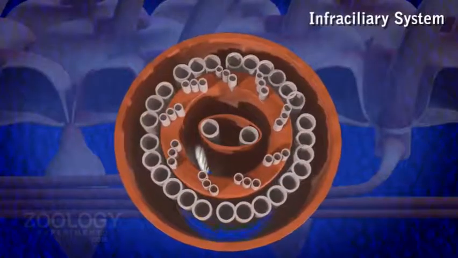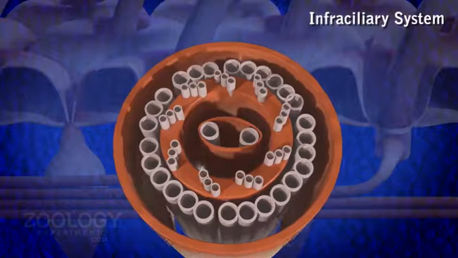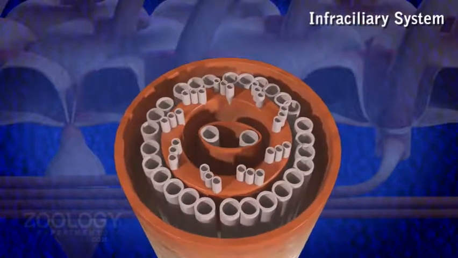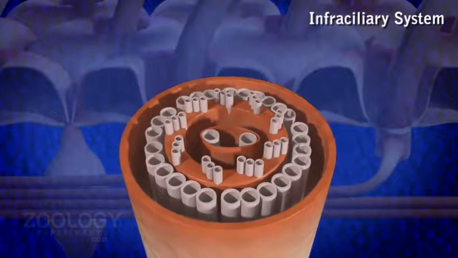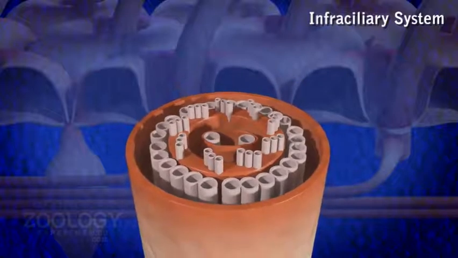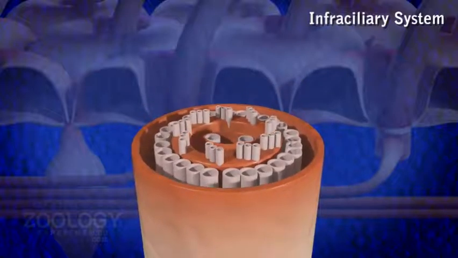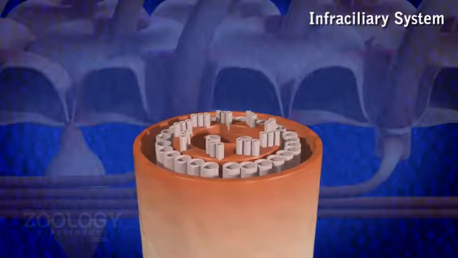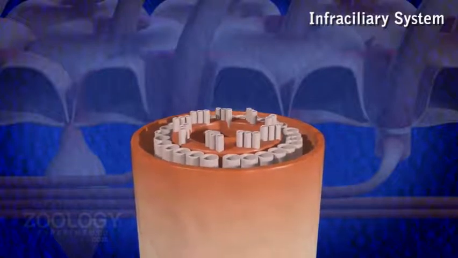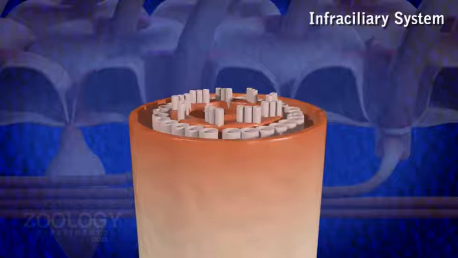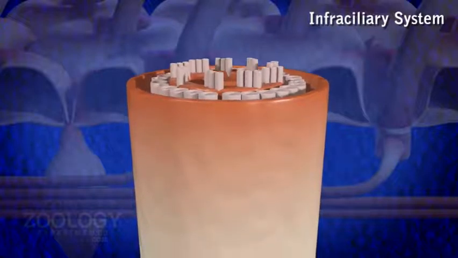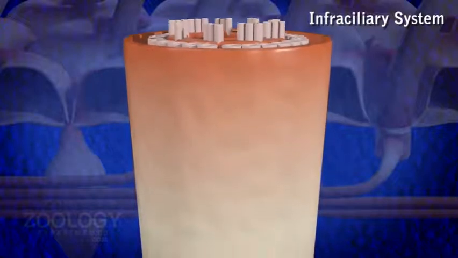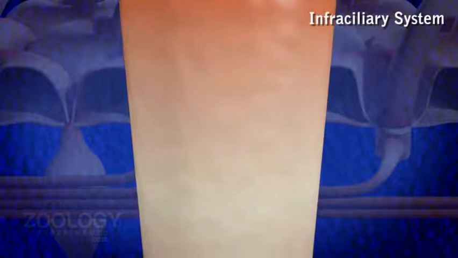Infraciliary system. Beneath the pellicular alveoli, the infraciliary system is constituted by the basal bodies and kinetodesmata. Basal bodies. The base of each cilium is produced into a tube-like structure called the basal body or kinetosome. It is formed by the thickened basal end of the peripheral fibers of the cilium. Each basal body is either a centriole or its derivative.